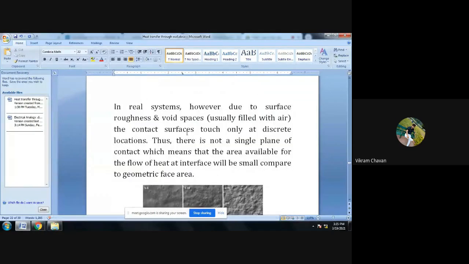So next, write down, in a real system, however, in real systems, due to surface roughness and void spaces, in bracket usually filled with air, bracket complete.